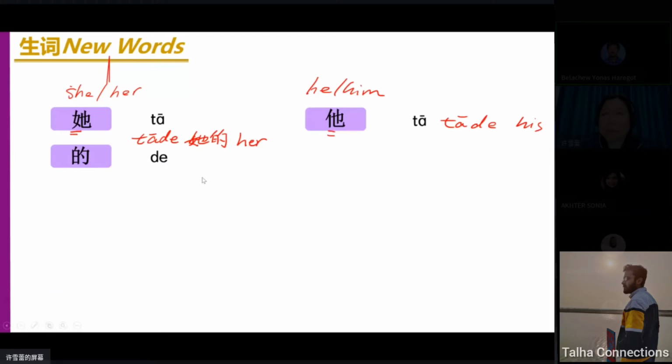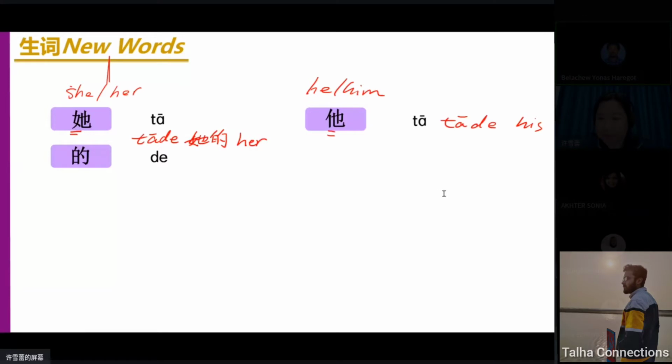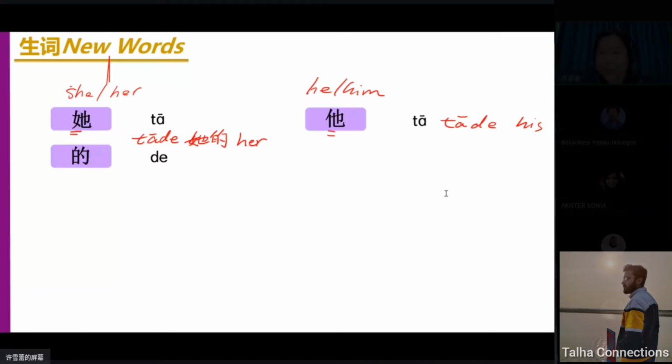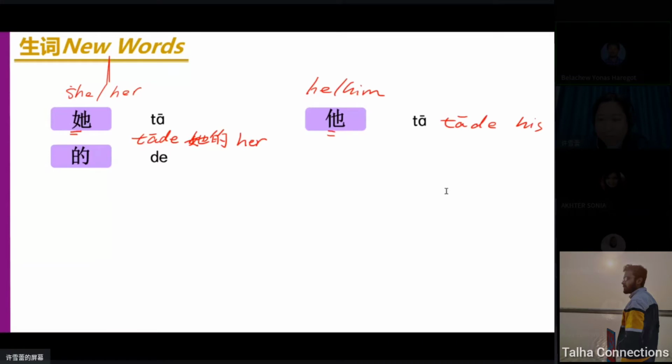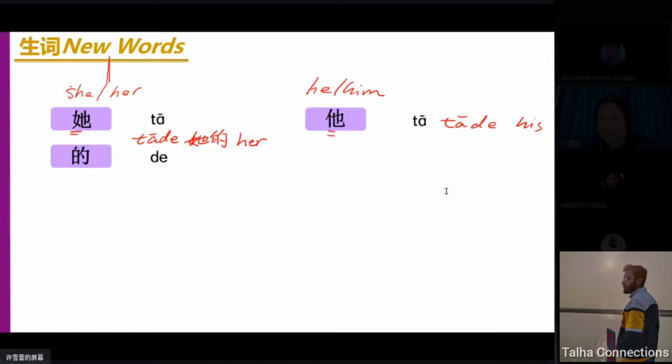Do you remember a name? How to say name in Chinese? Yes, very good. 名字, right? 你叫什么名字? 名字. So her name. Can you text the phrase her name in the chatting room? Her name. 她的名字. 她的名字, 名字.